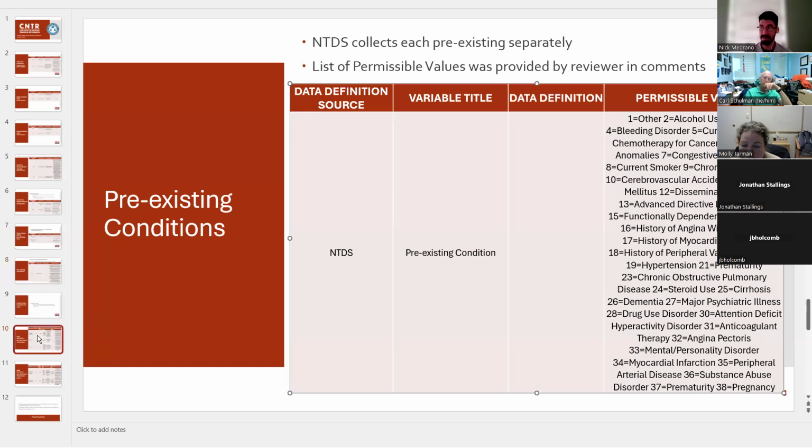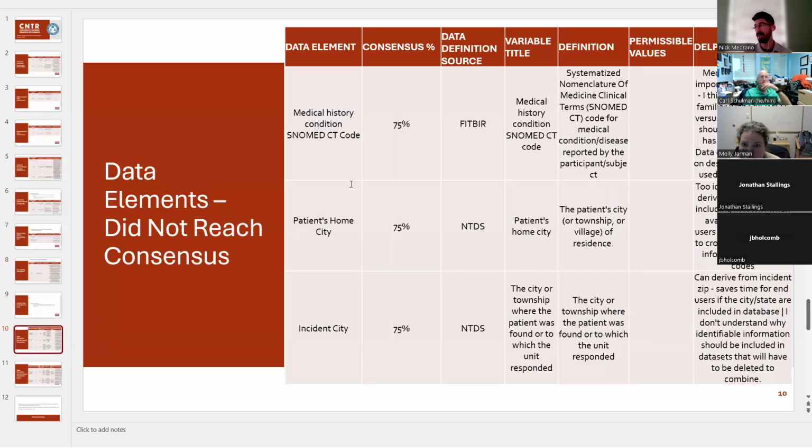We have a couple minutes left. Really, it comes down to: are there any that did not reach consensus that anyone feels strongly should be created? I've just pulled the top 3 here. Once again, our consensus mark was 80%. These all reached 75, so very close, pretty much 1% shy.